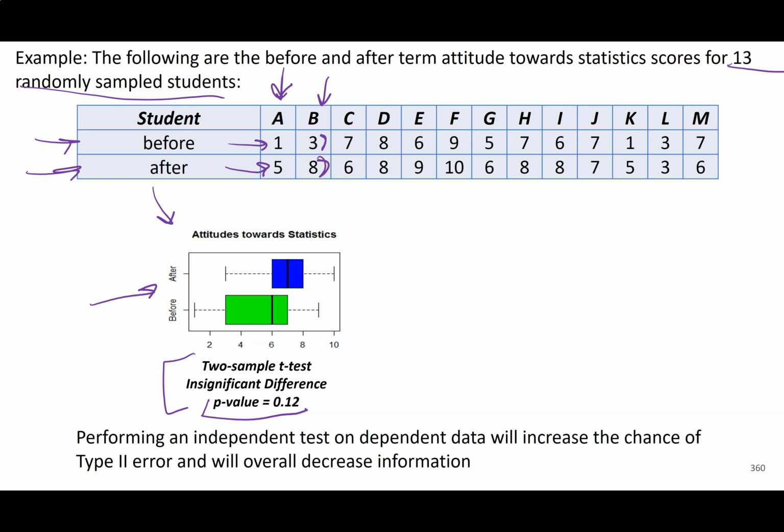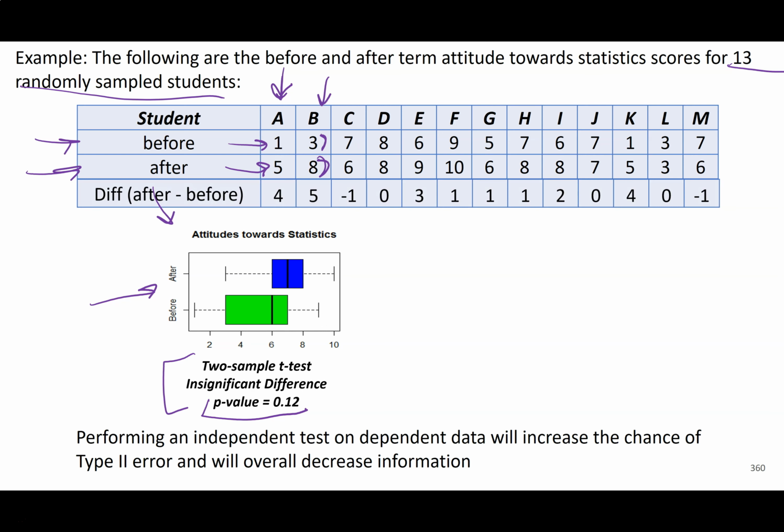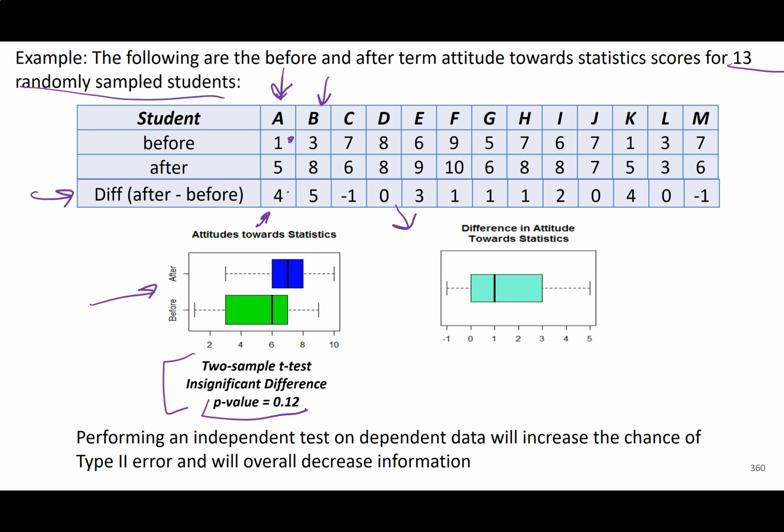However, if you use matched pairs methods, which is the one that's appropriate to use in this instance, now we're looking at differences. So after minus before. If you look at difference 1, it's student A's after minus student A's before to get 4. You'll find that a lot of times we'll subtract in whatever order is going to give us fewer negative numbers. It's a personal preference. It's not required. You could have absolutely done before minus after. So I did that there. And you look at the difference in attitude towards statistics.